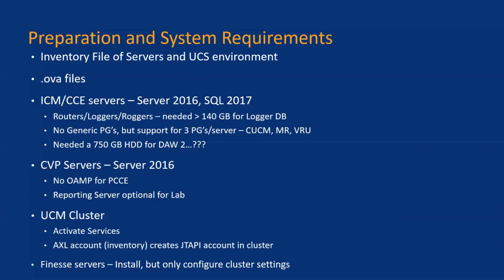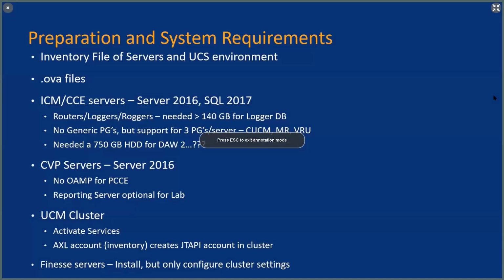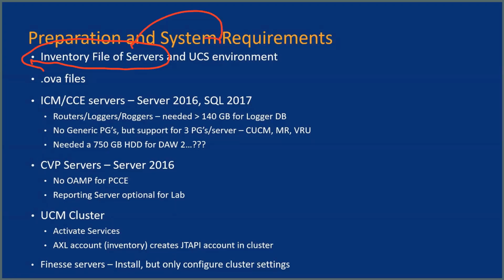So, some preparation, generally speaking, and system requirements. We're going to talk to you about ultimately this thing called an inventory file. The inventory file that we're going to produce via a template that's provided is going to help the system know how many of what type of servers we have that'll match your deployment model, and information pertaining to, by example, your UCS environment. More information on that yet to come.